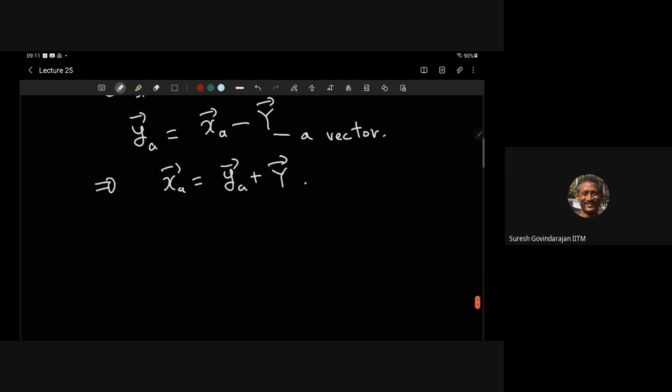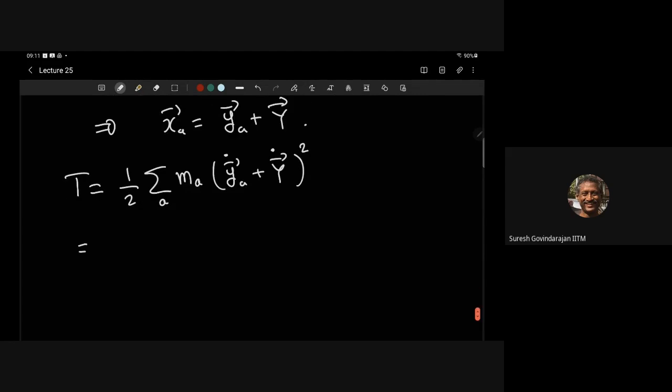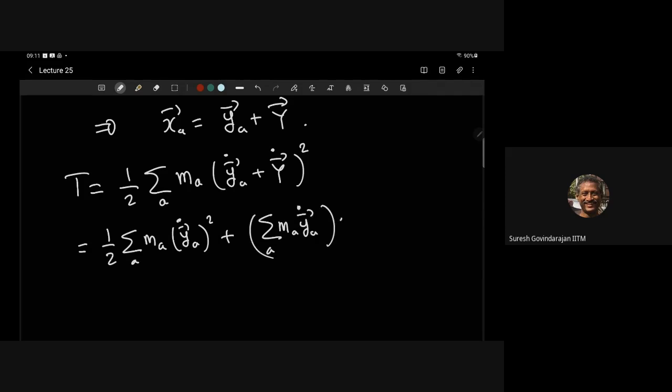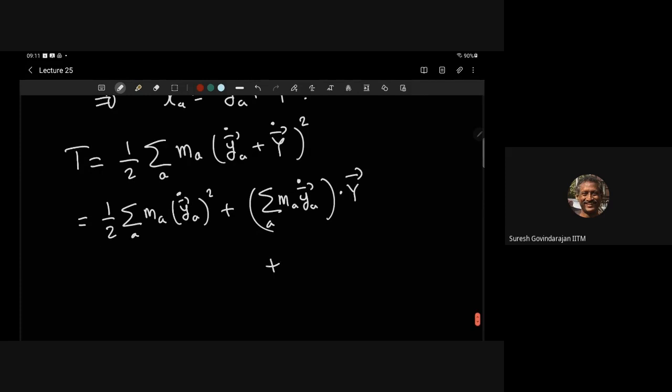So we can plug it into the kinetic energy and try to write it in terms of these. So T would be half sum over a of m_a x_a dot squared, so that would be y_a dot plus Y dot, whole squared. Okay, we can just expand this term. I'm just expanding this thing. Okay, so any questions to this point?